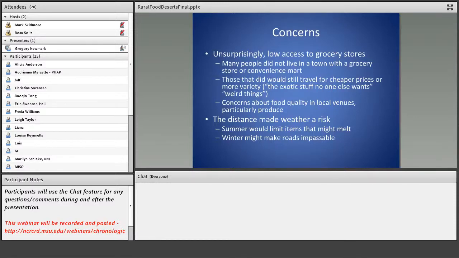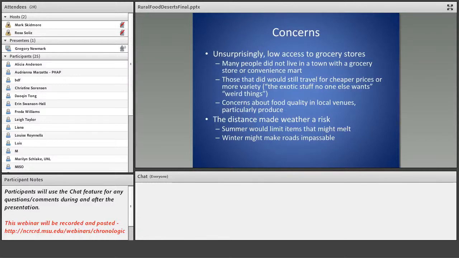So the concerns were, not surprisingly, the low access to grocery stores, that many people didn't live in a town with a grocery store or any kind of convenience mart. And even those that did still felt the need to travel to either have cheaper prices or more variety. So some quotes include the exotic stuff that no one else wants and weird things, but the examples that they give were not that exotic. It was like sugar-free products or chicken breasts or artichokes. So it's kind of interesting. And there was also concern about food quality in local venues, mostly about produce, but also just about selection in general.